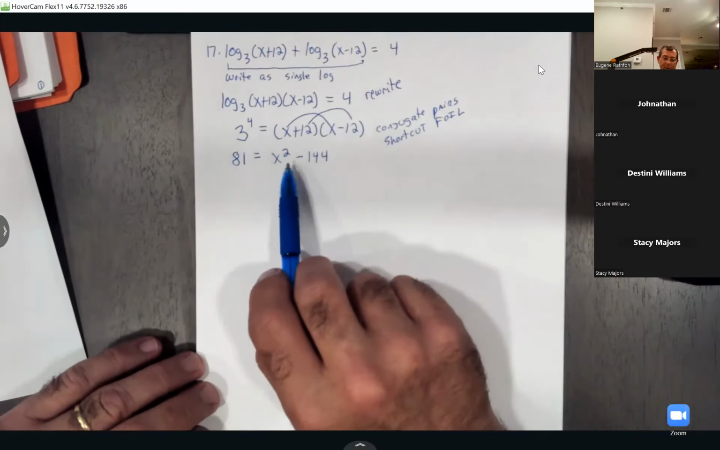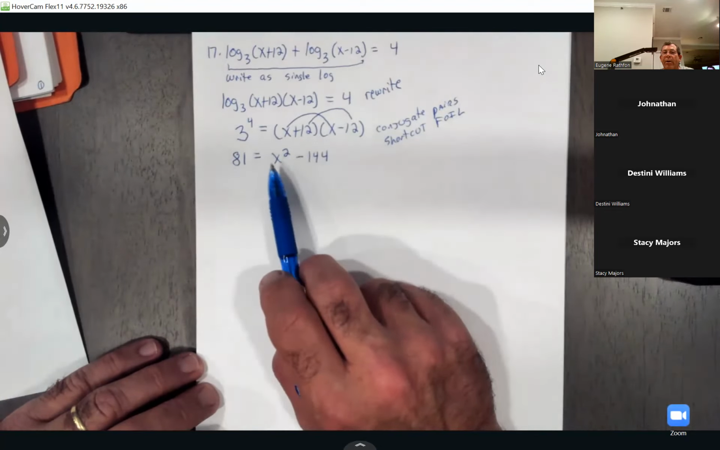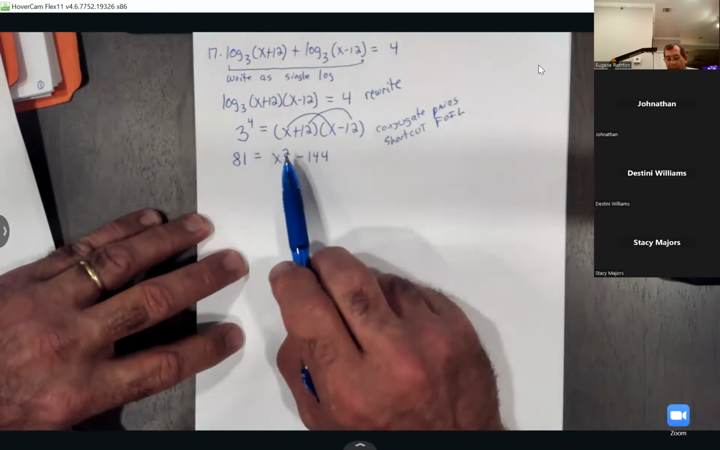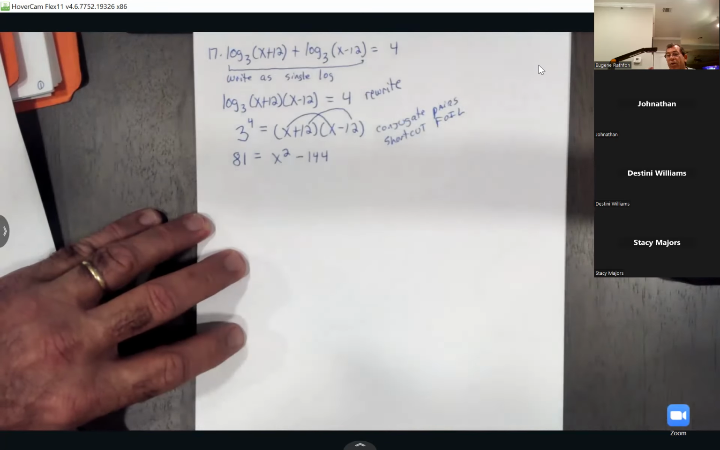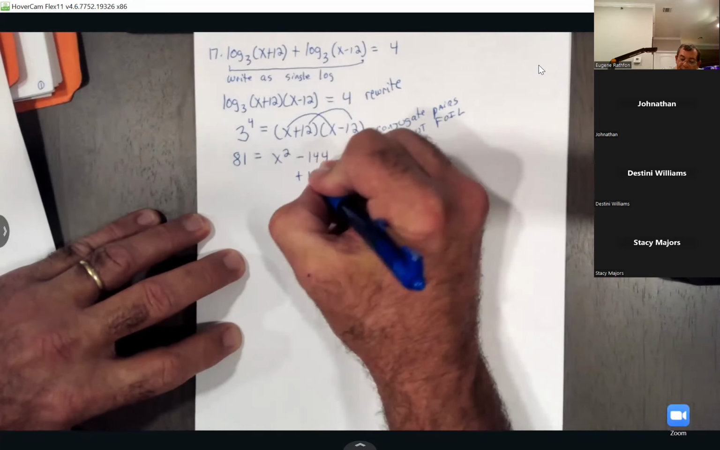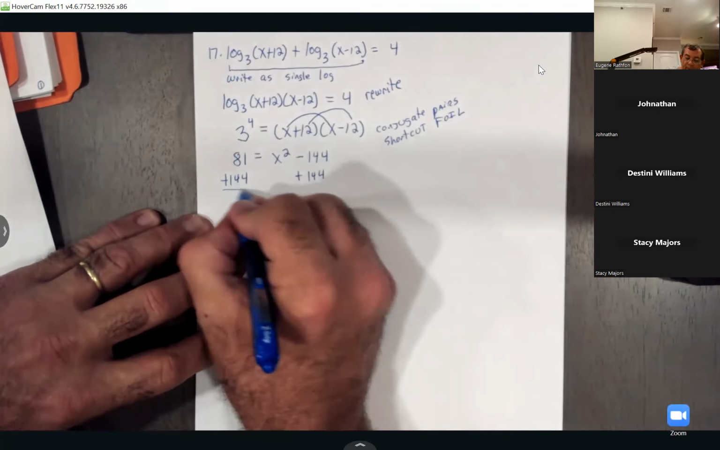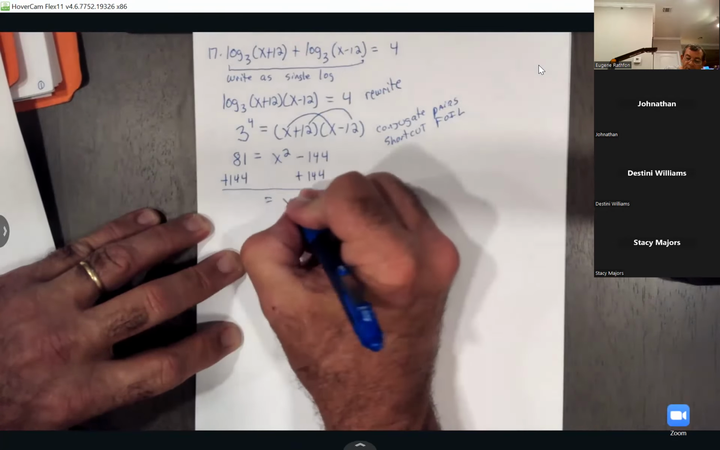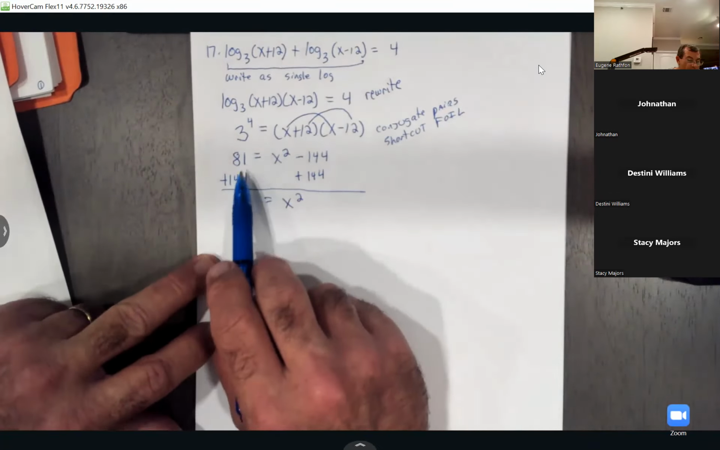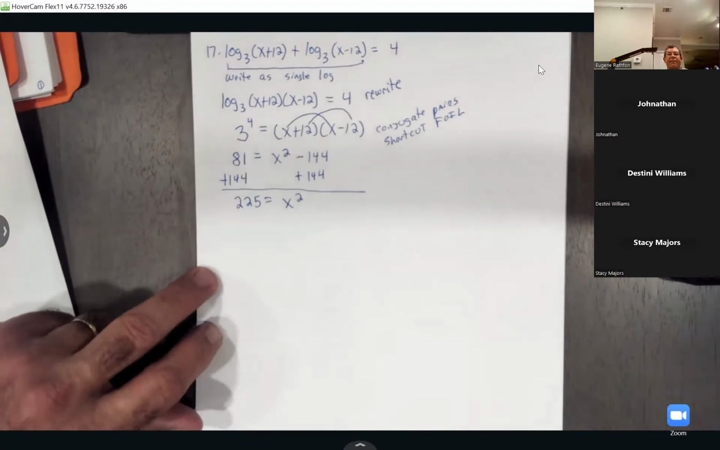But I want to show you something on this one. I don't have the X term. All I got is the X squared term. So the easiest way to solve when you just have an X squared term is to get the X squared by itself and do your square root stuff to it. To get this X squared by itself, I'm going to add 144. So all I got on that right side is my X squared, and 81 and 144 gave me 225.